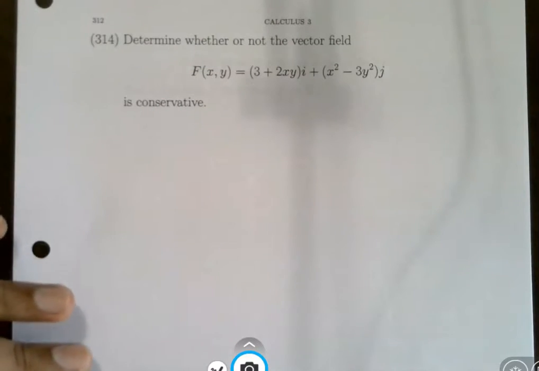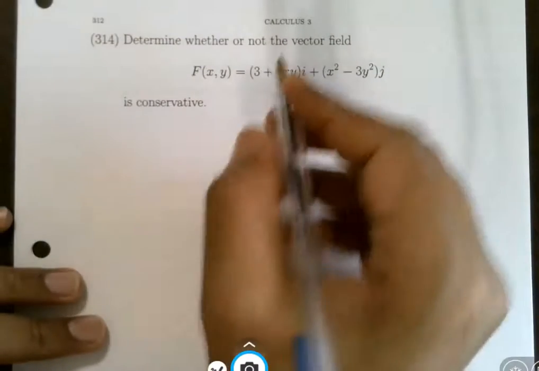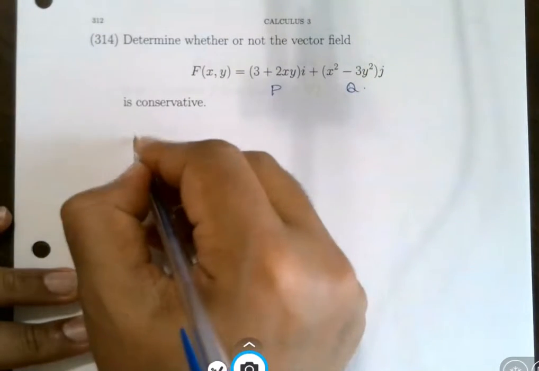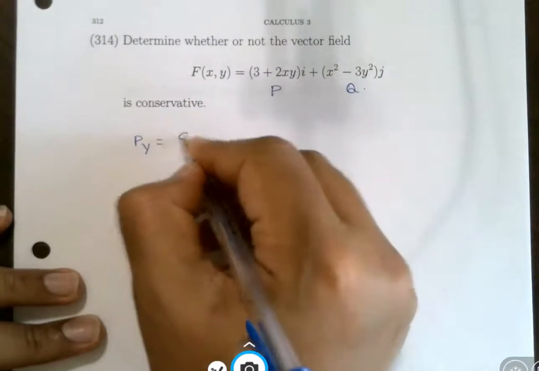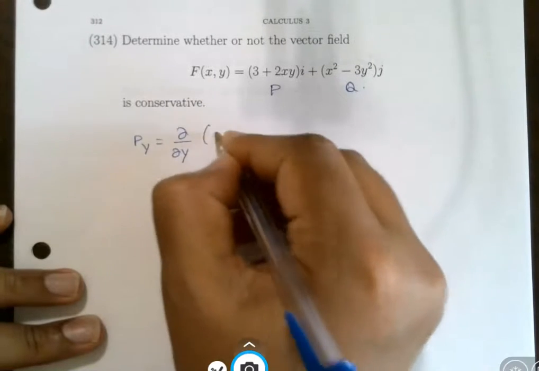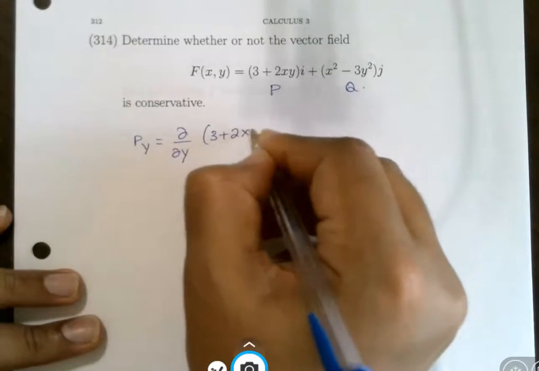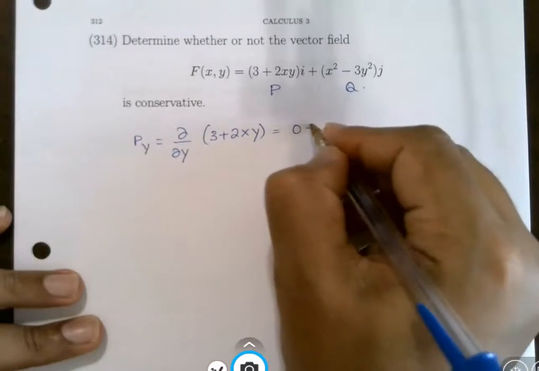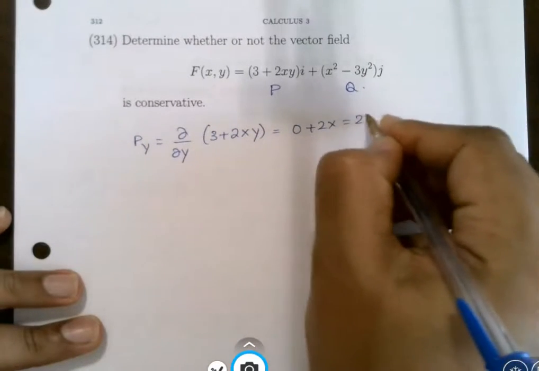Now let's see if something is conservative or not. So here, this is P, that is Q, right? So you want to find P_y. So the partial derivative with respect to y of 3 plus 2xy: the derivative of 3 is 0, the derivative of 2xy is 2x. So that's going to be 2x.